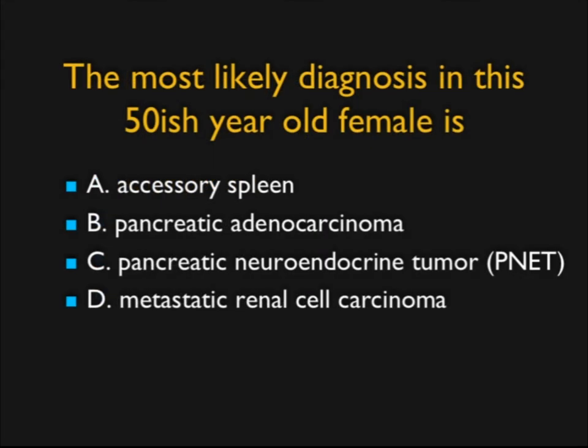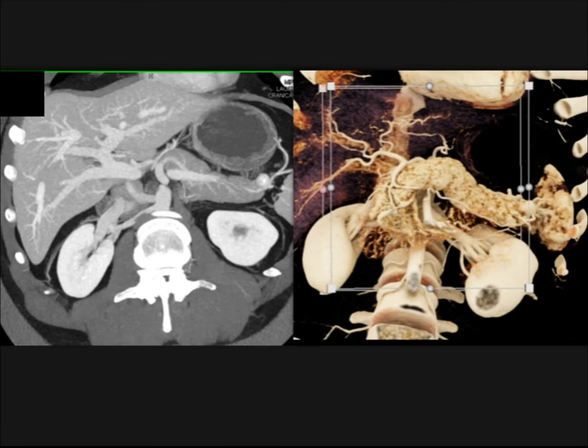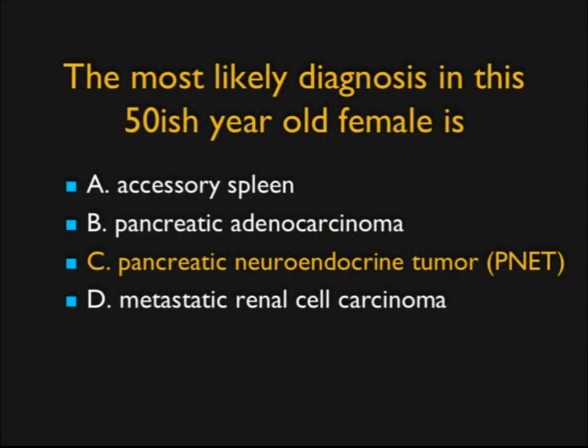The most likely diagnosis in this 50-ish-year-old female: there's a vascular lesion, tail of pancreas, which is shown on the MIP imaging as well as on the cinematic imaging. You could consider, based on location, an accessory spleen, but it is brighter than the spleen. It's not an adenocarcinoma, and the kidneys are present, so it's unlikely to be renal cell metastatic. This is a classic example of a pancreatic neuroendocrine tumor. Just a very, very nice example.